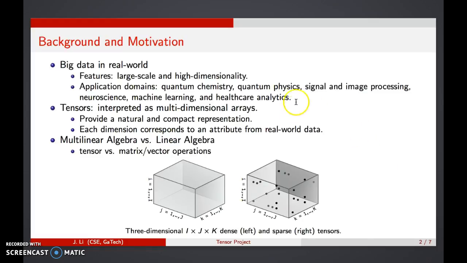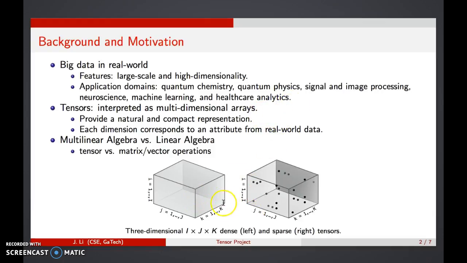Let's see some background first. Big data emerges in many real-world applications with two features, large scale and high dimensionality. High dimensionality means there are many attributes in the data. Many application domains generate large-scale data, such as quantum chemistry, quantum physics, signal and image processing, neuroscience, machine learning, and healthcare analytics.